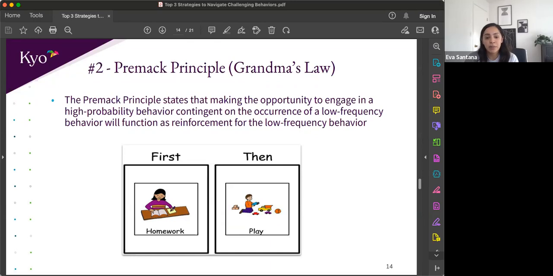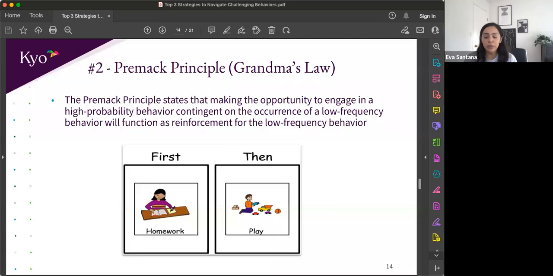So you might use the statements, first you do this and then you do that. Or if you do this, then you get that. So in this example, we say first do homework, which is that more difficult task, then you can go play. And that play is that more reinforcing, motivating task. So that they know that if they do this more difficult task, reinforcement is to follow.